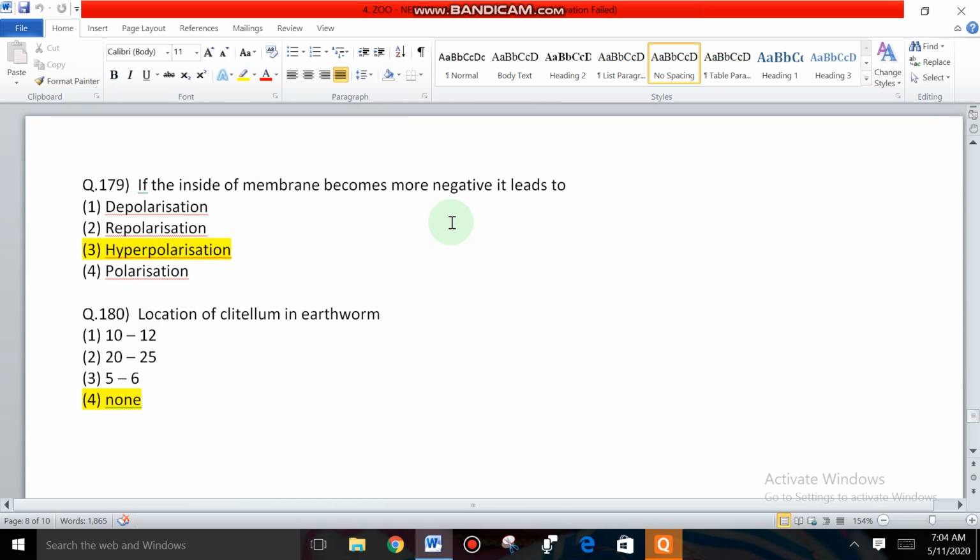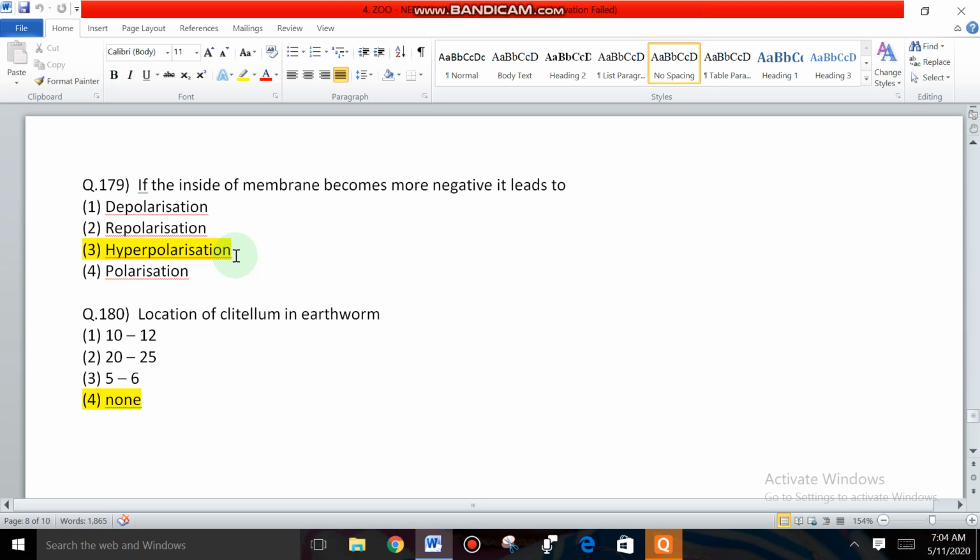If the inside of the membrane becomes more negative, it leads to... So at the time of generation of the action potential, right? The negativity increases. High negative charge is developed. That is called hyperpolarization. Minus 70 mV is normal polarization. Minus 90 mV formed, that is called hyperpolarization.